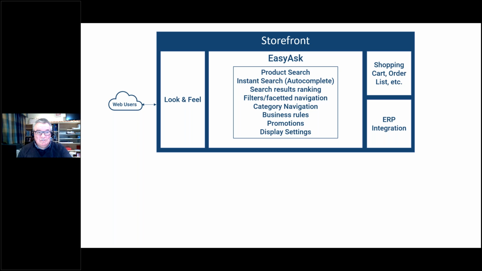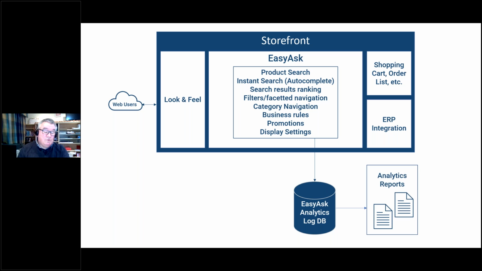Another key feature of EasyAsk is that it is logging everything that happens into what we call an analytics log database. Every search, every click is recorded together with the outcome of that operation. Was it a successful search? Was it an unsuccessful search? What was the click on? Was it an attribute? Was it a category? And so on. This vast amount of data enables us to produce reports, which we call the analytics reports. We'll look at those a little bit more closely in a couple of slides' time.